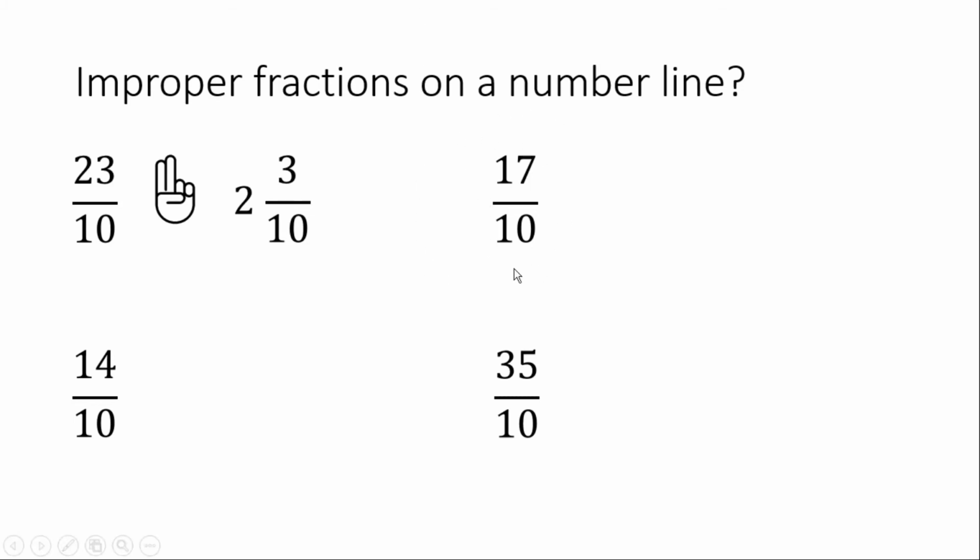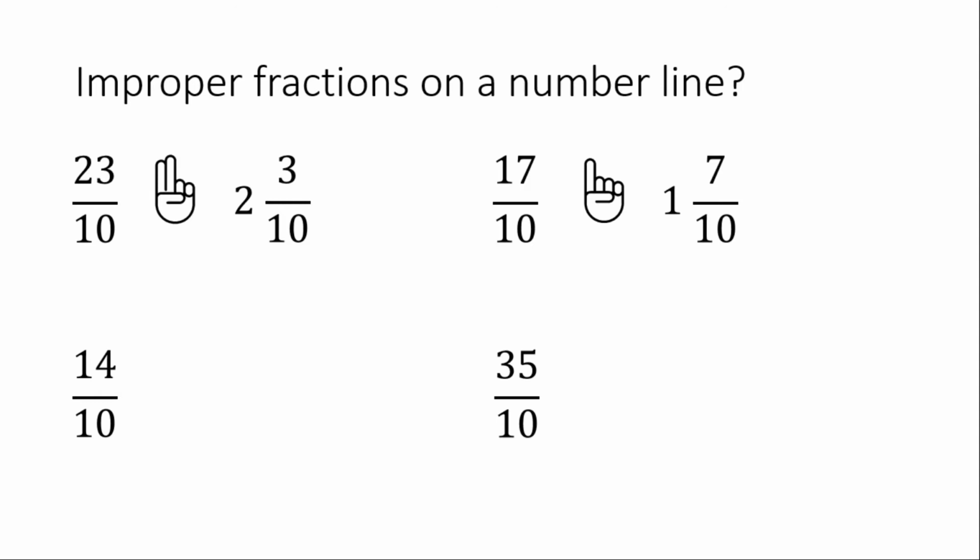What about 17/10? Again, we're going to count by the denominator until we get to the numerator. Count by 10 till we get to 17. 10, well, that's as far as we can get, because if we get to 20, that's more than 17. So our whole amount is going to be 1, and then what's left over? 7. So it's going to be 1 7/10.